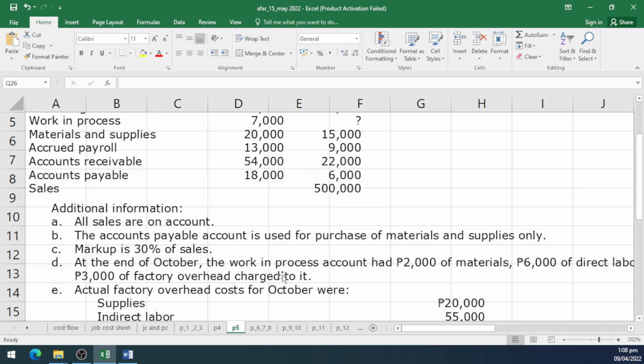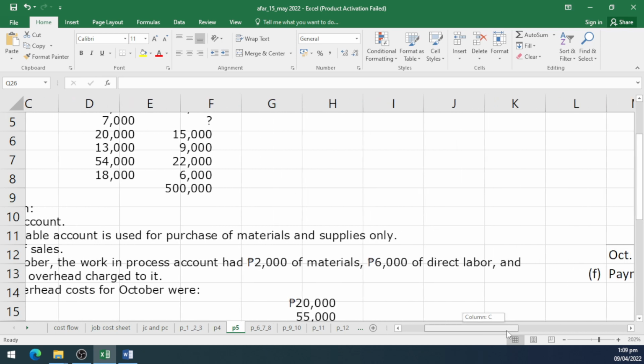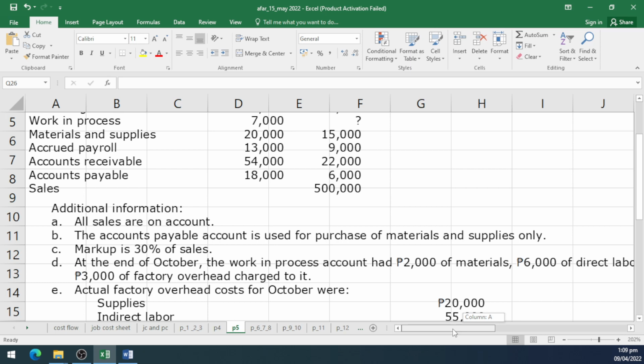At the end of October, the work in process account had 2,000 of materials, 6,000 of DL, and 3,000 of overhead charged to it. So, 2 plus 6 plus 3, yan po yung ating ending work in process. Magkano po yan? 11,000.